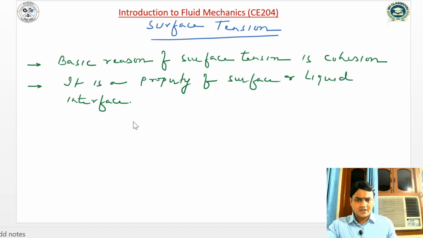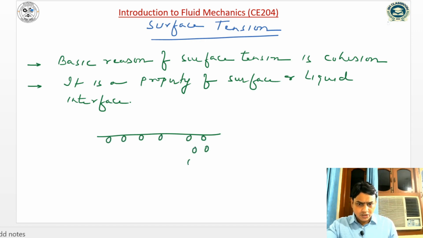Let us say this is the surface, and different water molecules are present there. Below this, water molecules are also there. Between two water molecules, a cohesive force will act. The net force at the surface portion will not be equal to 0, because in the atmosphere or air it will not be balanced.